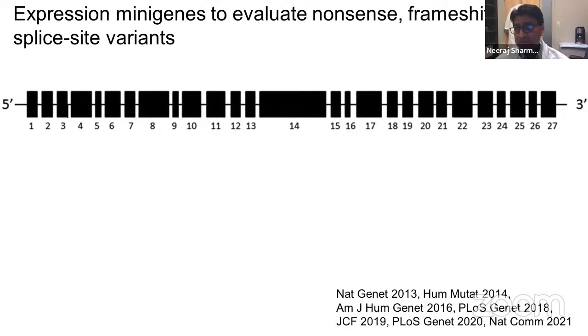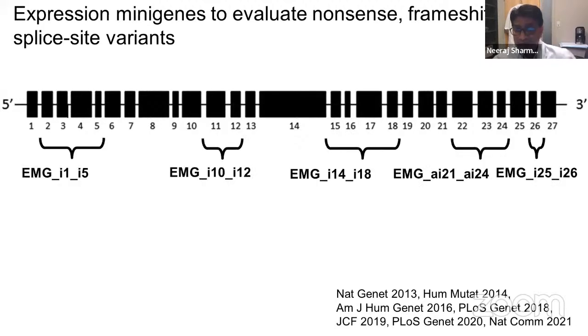So here is an illustration of a CFTR gene with black boxes showing the exons, and the single line here is reflecting the intron. What I have done is that I have introduced either full length or abridged introns into the context of the cDNA. I call them expression mini genes, and I have made them in different iterations. So you can call this expression mini gene intron 1 to intron 5, then 10 to 12, 14 to 18, because all of the introns cannot be introduced.